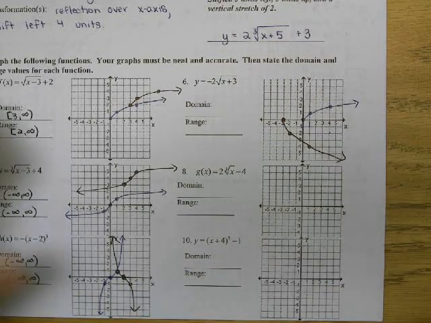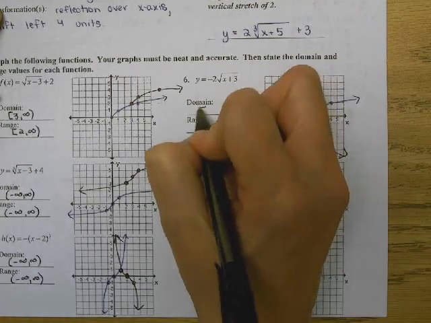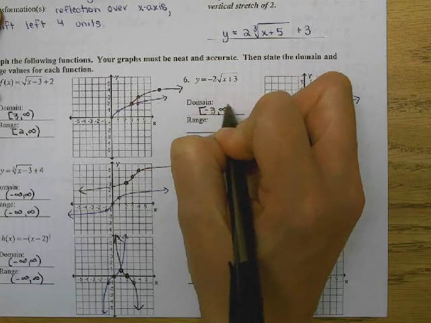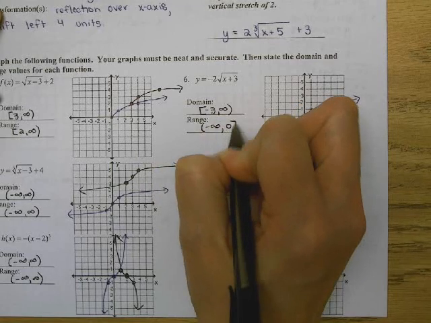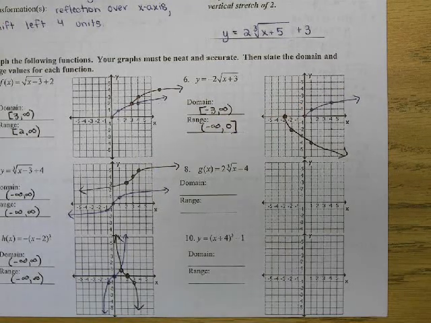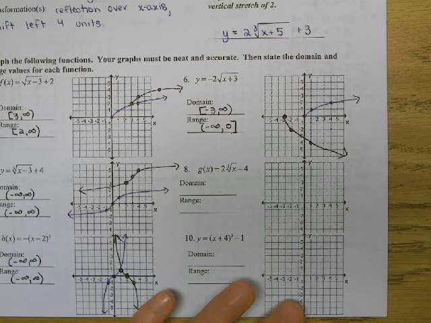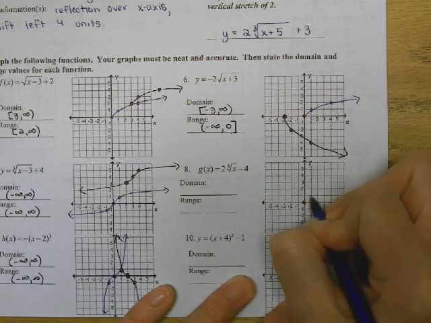So here is my new equation. This time my domain is from -3 to infinity, and my range is actually -infinity to 0 this time since it was reflected. Okay, 8, again, we have our cube roots.